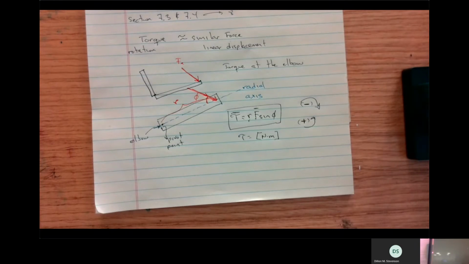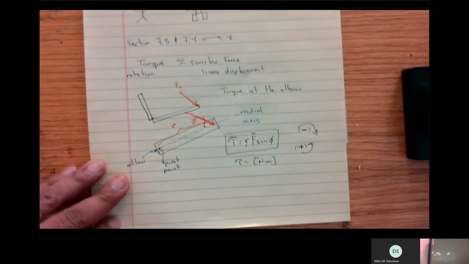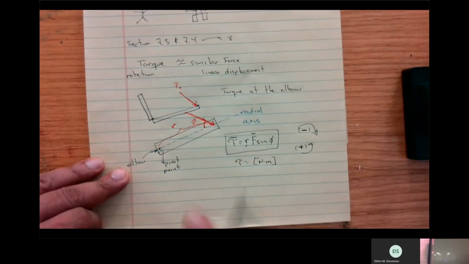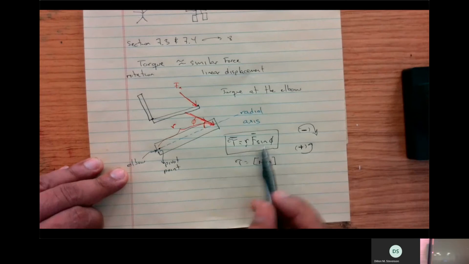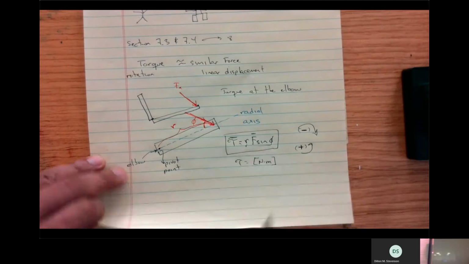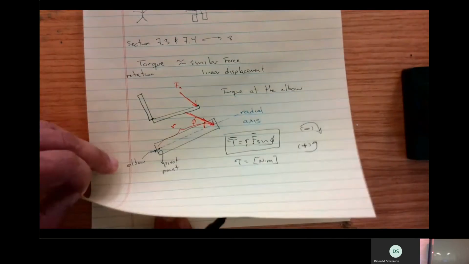Okay, so does it make sense so far? Yeah. Okay, so I'm going to try to explain where this sine of phi comes from. So I'm going to redraw this thing over here.